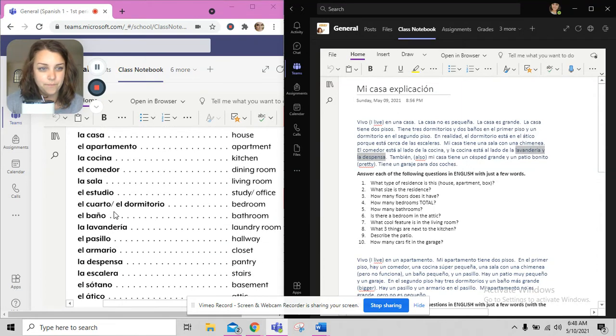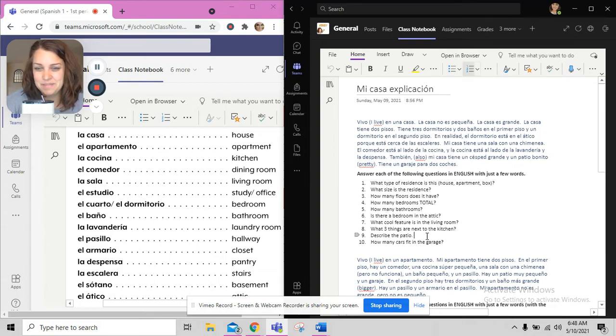Where did it go? Oops, sorry everyone, right here. So here's another one. And then the word despensa, right here. The word despensa looks like dispense, and food is dispensed from a pantry. So, all right, that was number 8. Number 9 says describe the patio. All right, so find the word patio. And then describe it. Oh, look, it's right there in English for you.